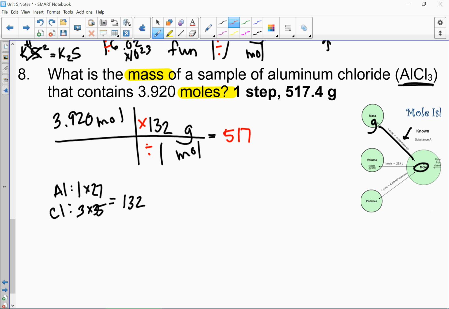Calculator says 517.44, but we only want 4 sig figs. That's what we started with, so this last 4 is going to get rounded away.